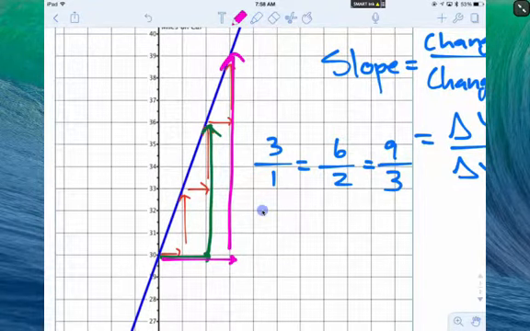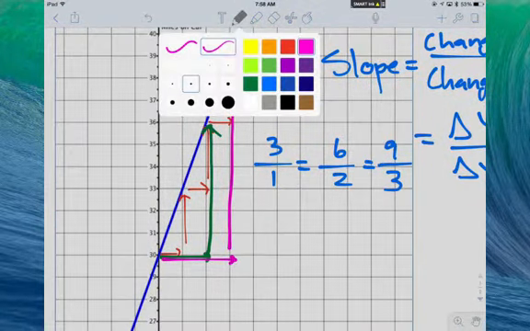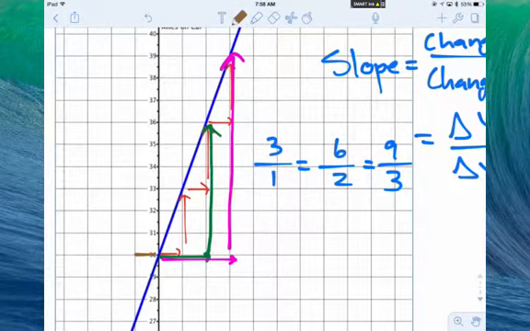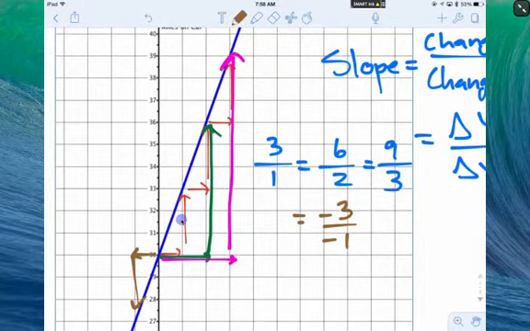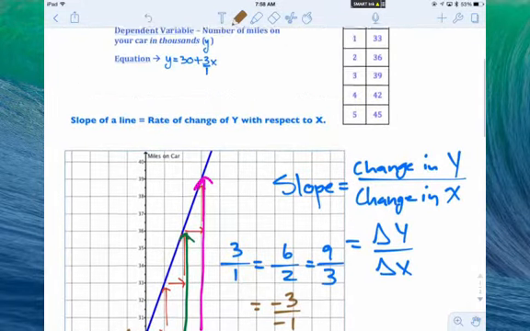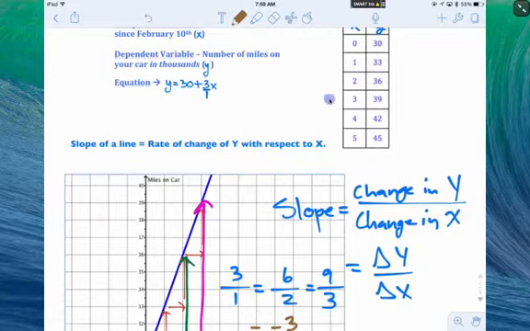We can write a bunch of equivalent ratios, or fractions, if you will. And heck, you can even say that if you were to go back in time and say, well, what happened 1 month ago? Well, if you went back in time, you would have 3,000 fewer miles on the car, right? This is the same thing as saying -3 over -1. So we can use this slope in both directions. And we can also find that slope by looking at our table of values.